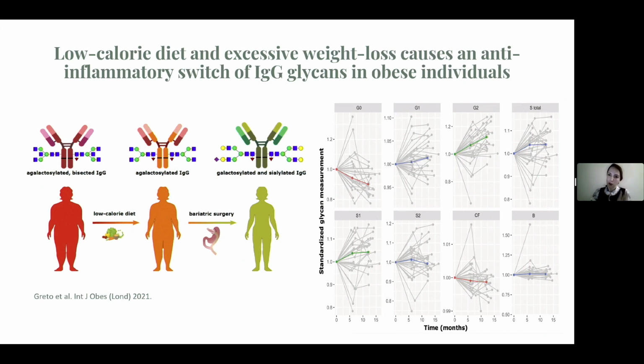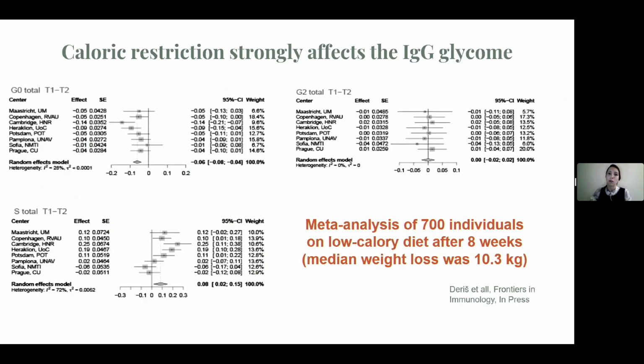And the overall effect was that after enough time, they all basically started showing a more anti-inflammatory profile of glycans. The effect was a little bit different between the individuals, with some showing really striking differences, like over 30 biological years of difference, but the trend was always the same. With the weight loss, with the bariatric surgery, their IgG profile would get more anti-inflammatory.